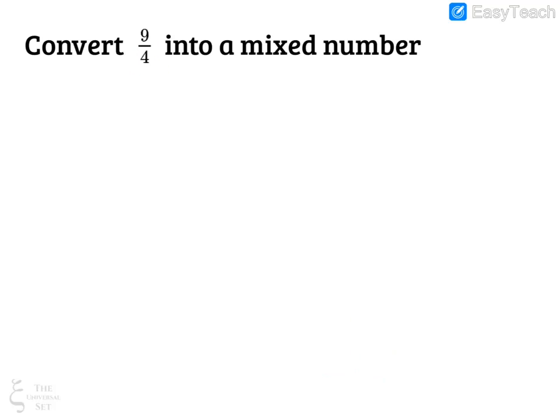Let's look at another. 9 quarters into a mixed number. So here's my improper fraction. Do I have enough to make 1 whole pizza if I have 9 quarters? Yes, I do. Do I have enough to make 2 pizzas? Yes, I do, because 8 quarters would make 2 pizzas, wouldn't it? So I actually have enough to make 2 pizzas. And how many would I have left over? I'd have 1 left over, 2 and 1 quarter.